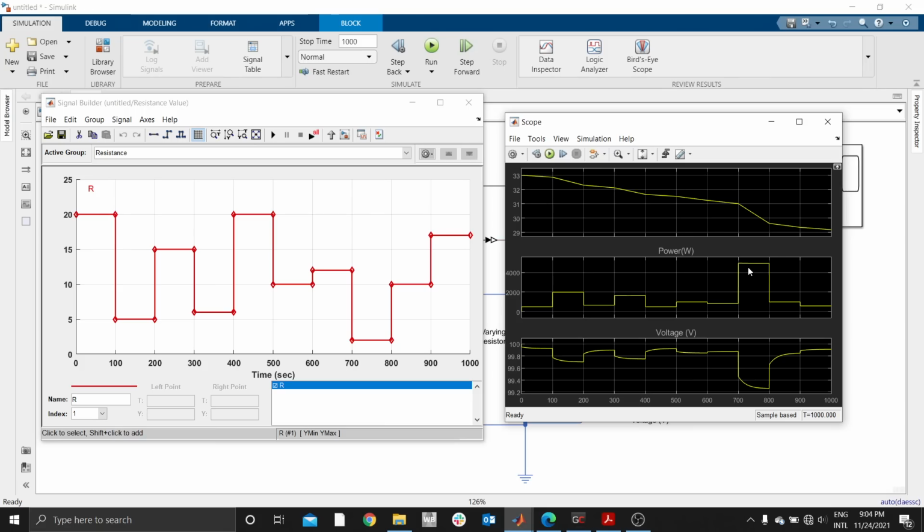This makes sense. And you know that from Ohm's law, V equals IR, the smaller the resistance, the smaller the voltage. The higher the resistance, at this point, between 400 and 500, this value here is high. You can see that now these graphs make sense. That's how you model a battery that has a time varying load.